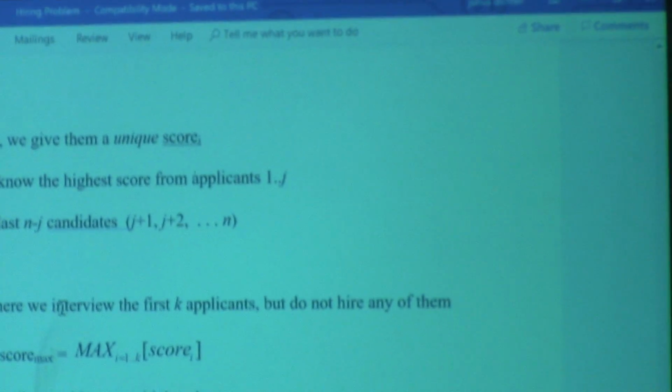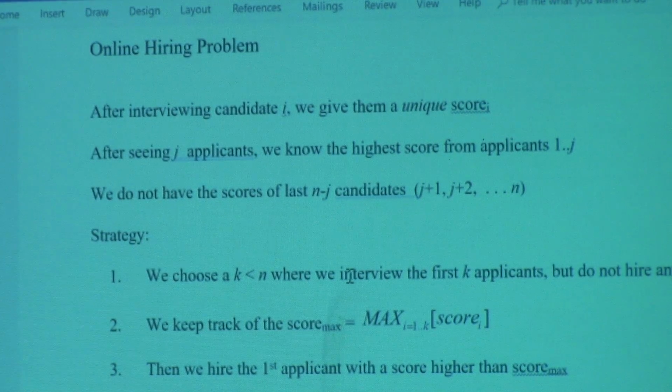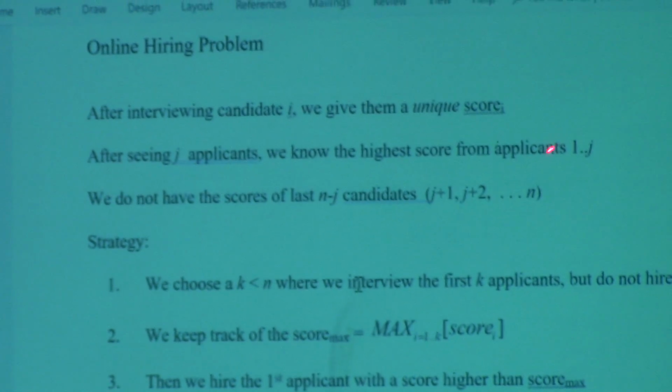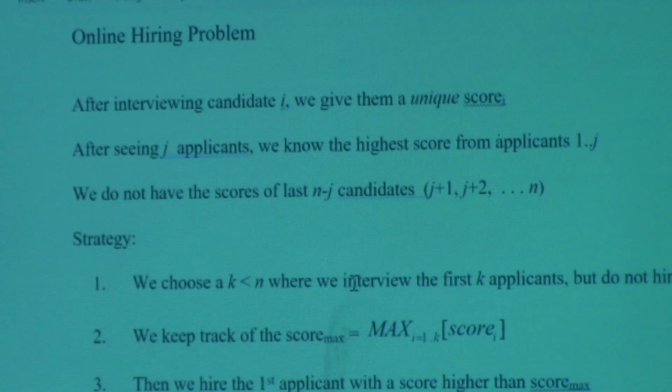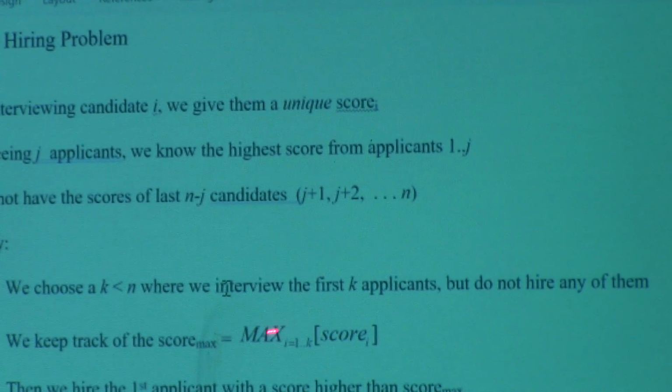So this is our approach. We give each candidate a unique score, 1 through n, 1 through 20, whatever it is. After seeing j applicants, we know the highest score from applicants 1 through j. We do not have the scores of the n minus j candidates who follow them. So we will choose a k less than n, where we interview the first k applicants but don't hire any of them, and we keep track of the maximum score of applicants 1 through k. We will hire the first applicant with a higher score than the maximum score of the first k.